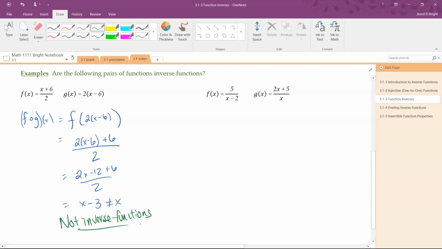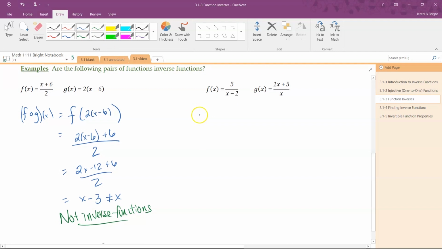Doing the same for f and g for the second set here. Let's do the composition. I do f, and then into f I stick 2x plus 5 over x. That's going to all go into this little x here. So then this is going to be 5 over 2x plus 5 over x, minus 2.